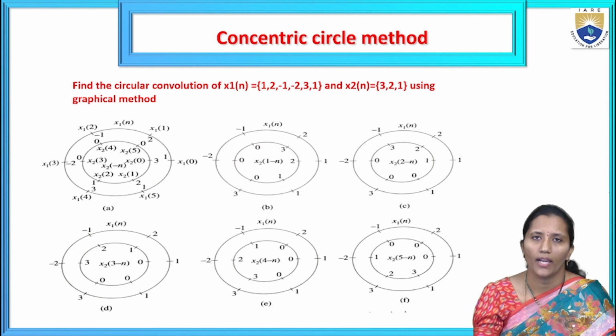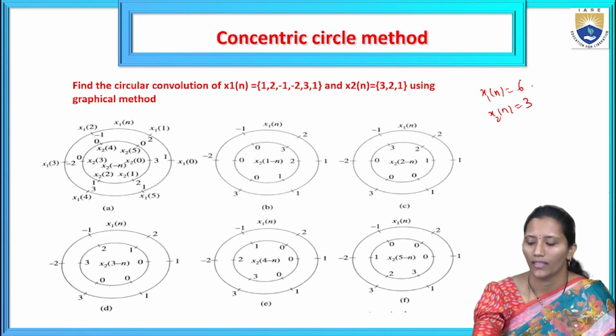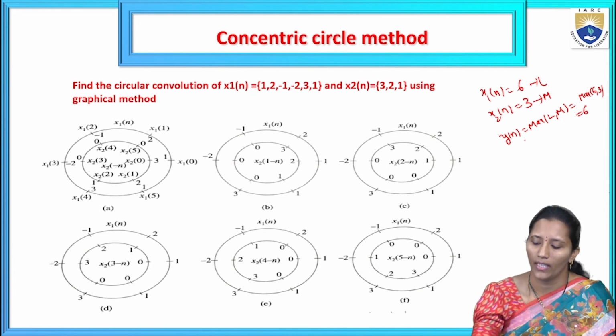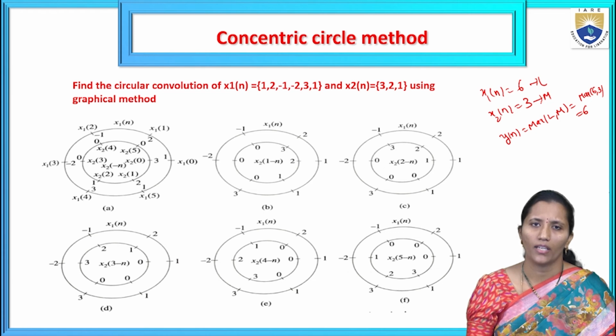So here, for example, find the circular convolution of x1 of n and x2 of n using the graphical method. Here see, the length of x1 of n is 6 and the length of x2 of n is 3. Both lengths, L and m, are not equal. So the length of y of n is the maximum of L comma m, that is the maximum of 6 comma 3, equal to 6. Okay.